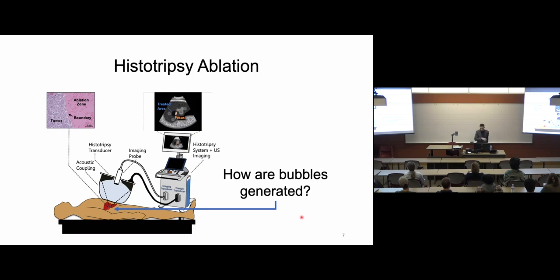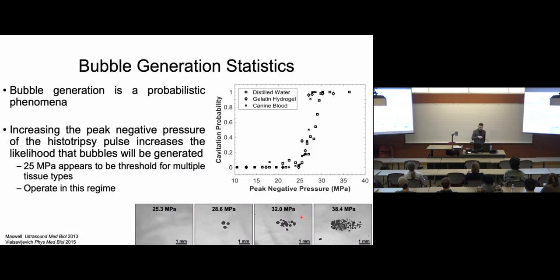Now, how are bubbles generated? The thing with bubbles and cavitation in general is it's billed as a very stochastic phenomenon. And so during the early stages of the development of histotripsy, there was a lot of fundamental research that went into understanding how we make sure that we're generating bubbles with every single pulse.